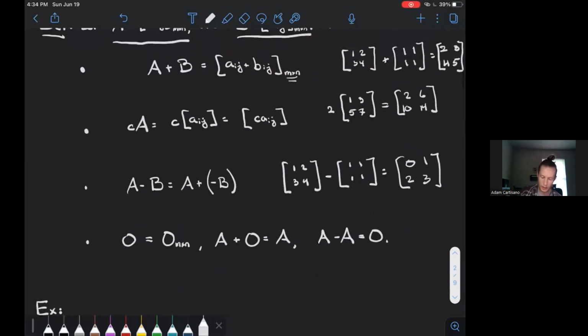Okay, these last ones, let me tell you what 0 is. You want a 2 by 3 0 matrix? It's a matrix of all zeros, and it is the additive identity. In other words, it's the matrix that you can add to A and get back A. It's also the matrix that you get when you subtract A from itself. The matrix of all zeros, so nothing fancy.